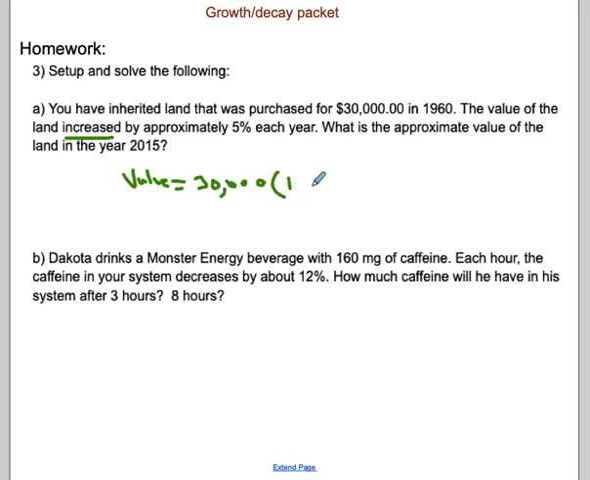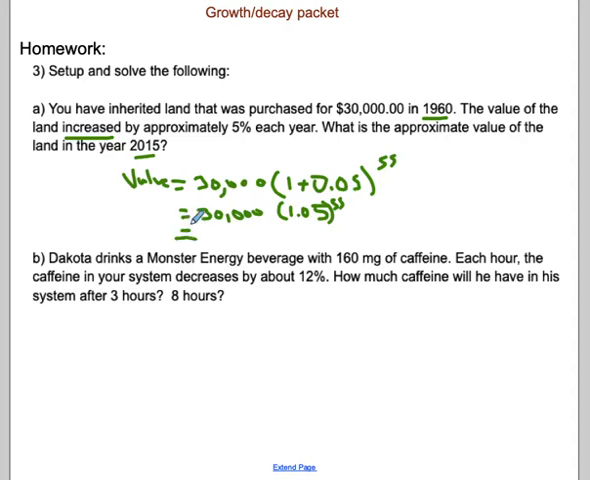So again, we're always starting with that 1, and here we are adding 5% in. And again, 5% is 0.05. And we want to figure out how many years it's been. Well, from 1960 to 2015, that will have been, let's see here, 40 plus 15 is 55 years later. So if I wanted to simplify this, I could just bring that inside part together as a 1.05 and raise that to the 55th power.